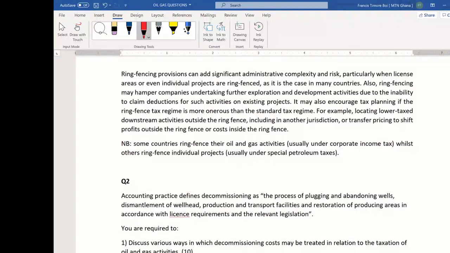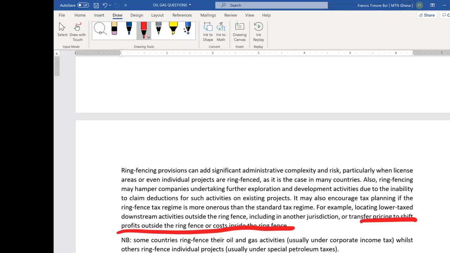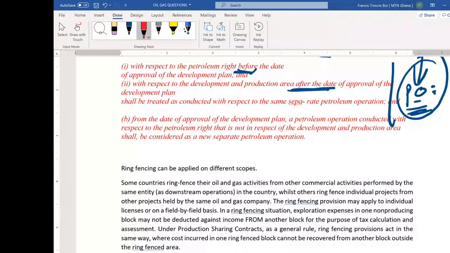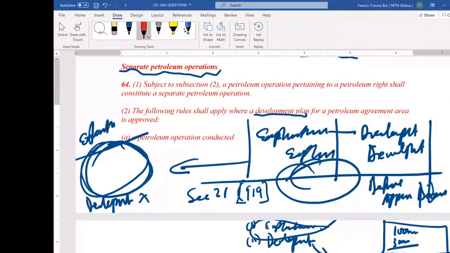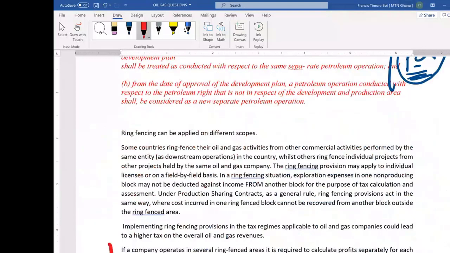For example, locating lower tax downstream activities outside the ring fence, including in another jurisdiction, or transfer pricing to shift profit outside the ring fence or cost inside the ring fence. So you see, it will encourage tax planning, and they can use transfer pricing to shift one asset to the other. And that is why we read somewhere under section 64, was it 64? Someone read it for us, that we should apply transfer pricing rules when we are dealing with ring fence operations.